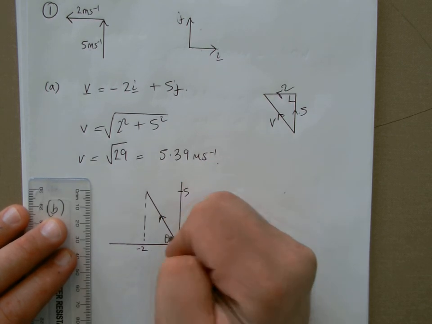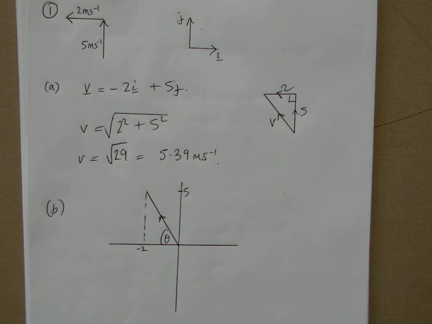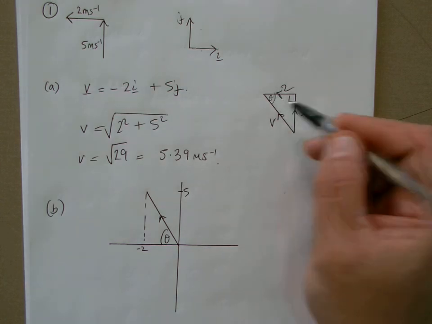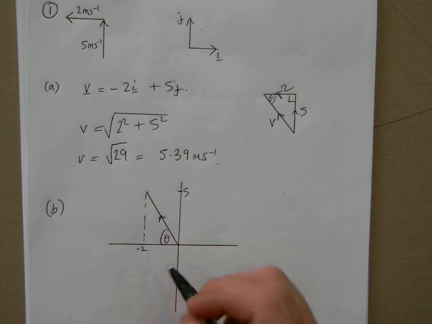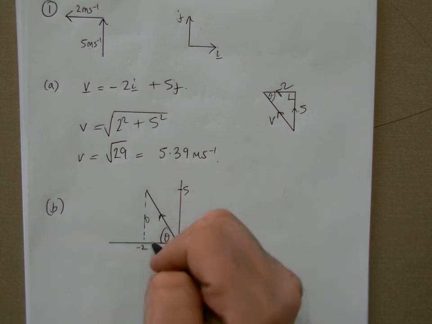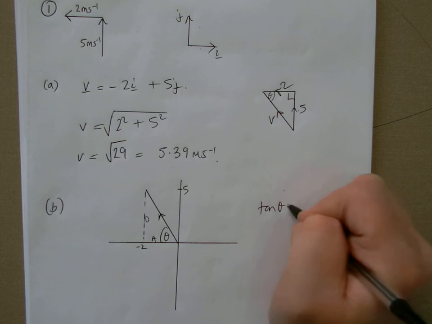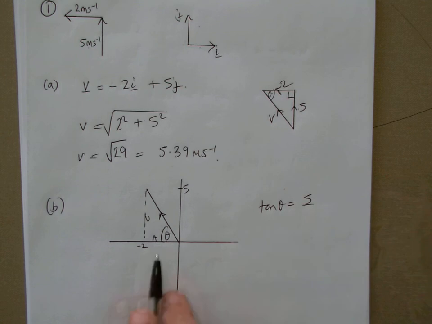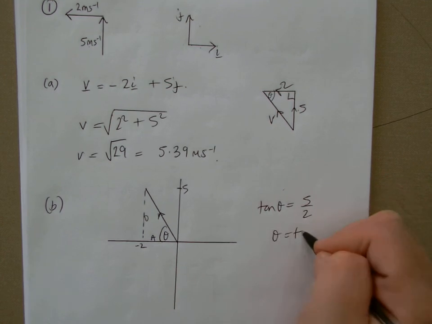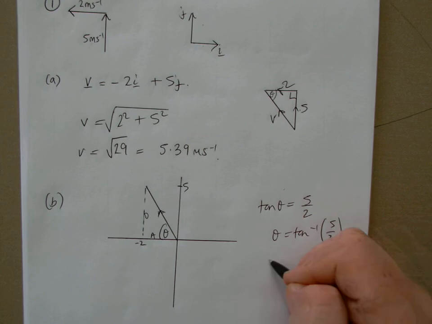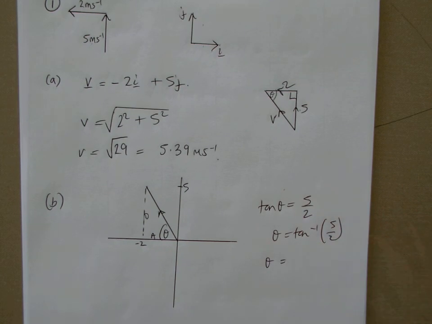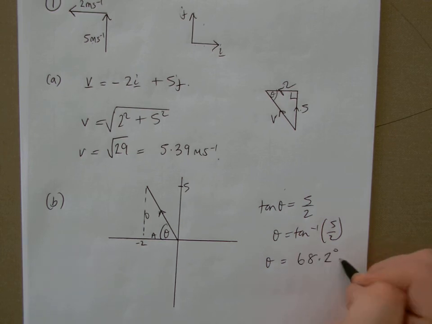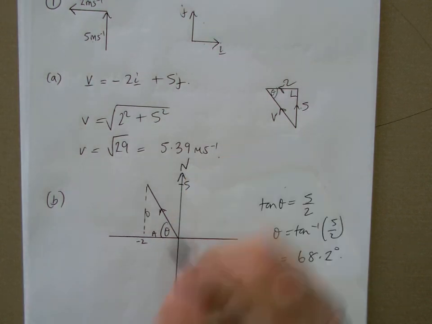So what I'm going to do now, I'm going to work out this angle theta, which if you think about it is this angle here, or you could see it from this diagram here. So there's my opposite of the angle, and there's my adjacent. So tan theta there will equal the opposite, this side here, which is 5, divided by the adjacent, which is 2. So theta then will be tan to the minus 1 of 5 over 2. So we get 68.2 degrees.